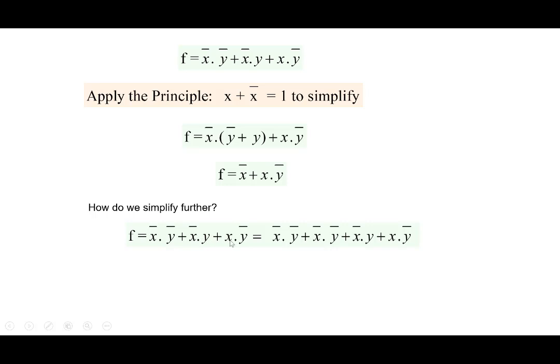What I've done here is, the first term is as it is. So what we have done is repeated the first term, x bar y bar, and then x bar y, and then x y bar. So the second and the third term are here, and the first term has been repeated twice.